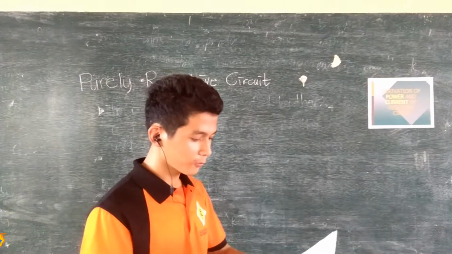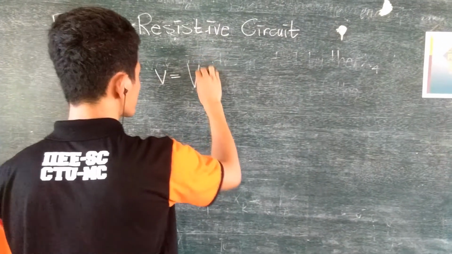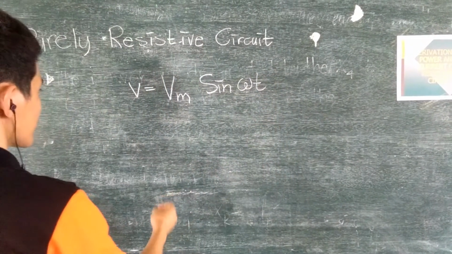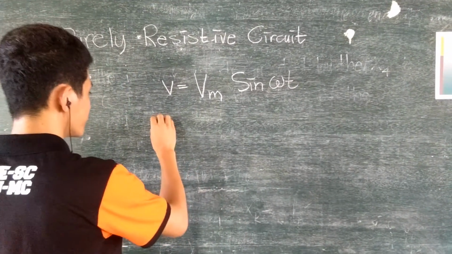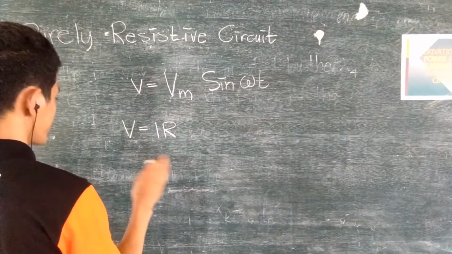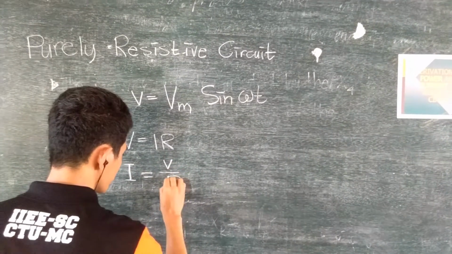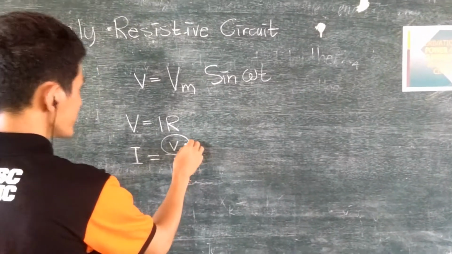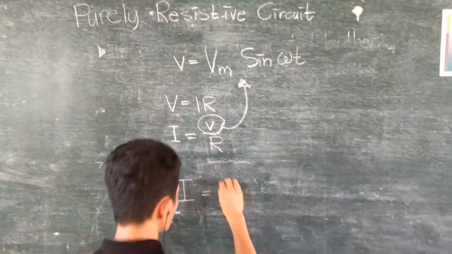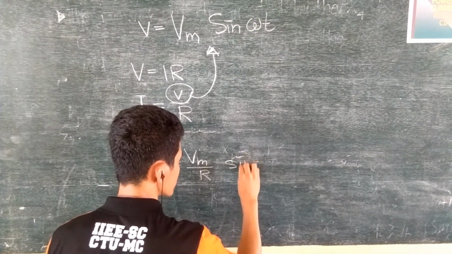Our formula of voltage in sinusoidal form is V equals the maximum voltage Vm multiplied by sine omega t. As we know, in the DC source, the voltage is equal to IR. So if we try to find the current, it will be equal to voltage over R. Changing this formula, the current is equal to Vm over R times sine omega t.